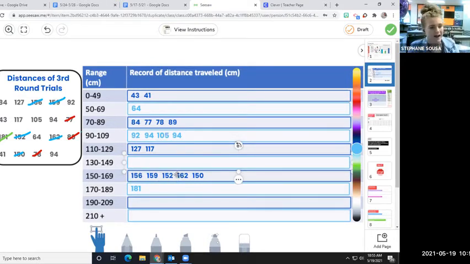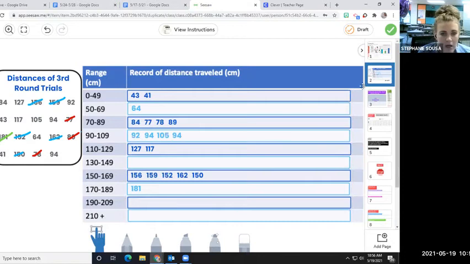Then you should have 5 measurements in the 150 to 169 range. You should have 156, 159, 152, 162, and 150. And then our last range that has data is 170 to 189, and you should have 181. Okay? That's where your data should be.